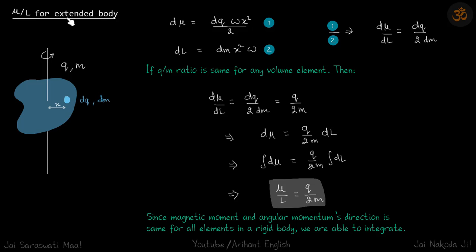So mu by L ratio for an extended body. This is our extended body, and let's say this is the axis of rotation. At a distance x from the axis of rotation, let's take a small element which has charge dq and mass dm. For the whole body, charge is q and mass is m. So for this small particle, small magnetic moment d mu is dq omega x square by 2, and dL, small angular momentum, is dm x square omega.